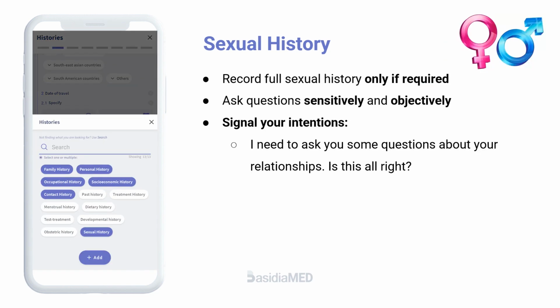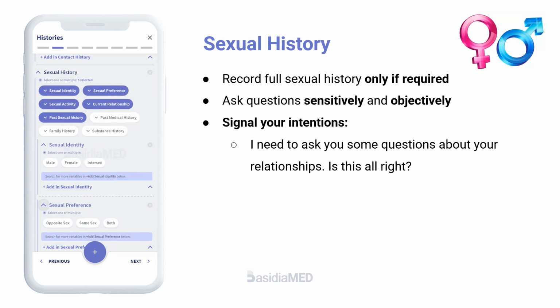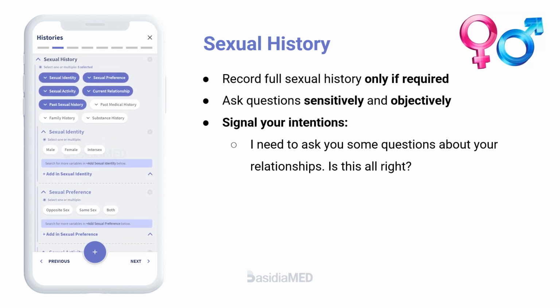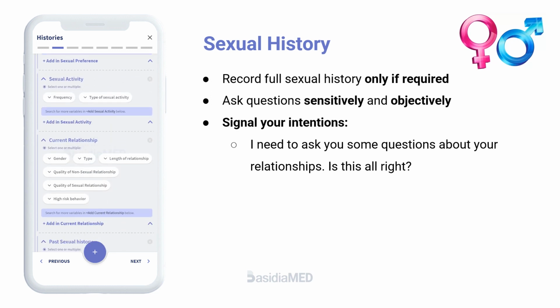Sexual history. Take a full sexual history only if the context or pattern of symptoms suggests this is relevant. Ask questions sensitively and objectively. Signal your intentions, use questions like, as part of your medical history, I need to ask you some questions about your relationships. Is this all right?